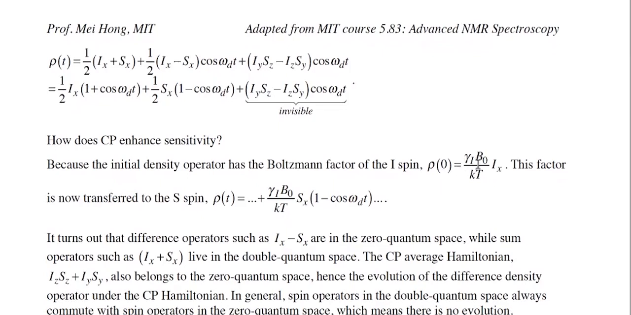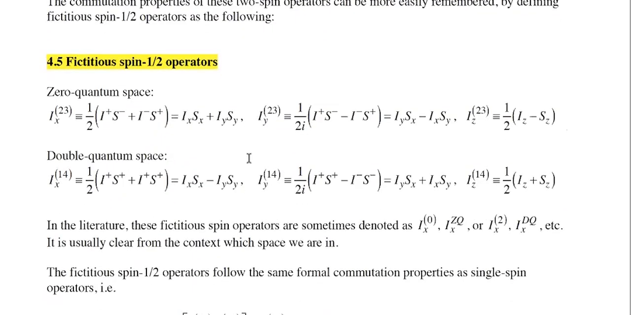So gamma I is going to be a high gamma spin, proton, and this gets tagged along for the whole calculation. So by the time you have Sx showing up, it's going to be multiplied by gamma I B0 over kT times Sx. Now this should look weird to you because anytime you do normal excitation on the S spin, you should have gamma S B0 over kT times S whatever, right? So this is where the gyromagnetic ratio comes in, and you copy the gamma from the I spin to S. All right, so this is why we have a sensitivity enhancement factor of gamma I over gamma S.